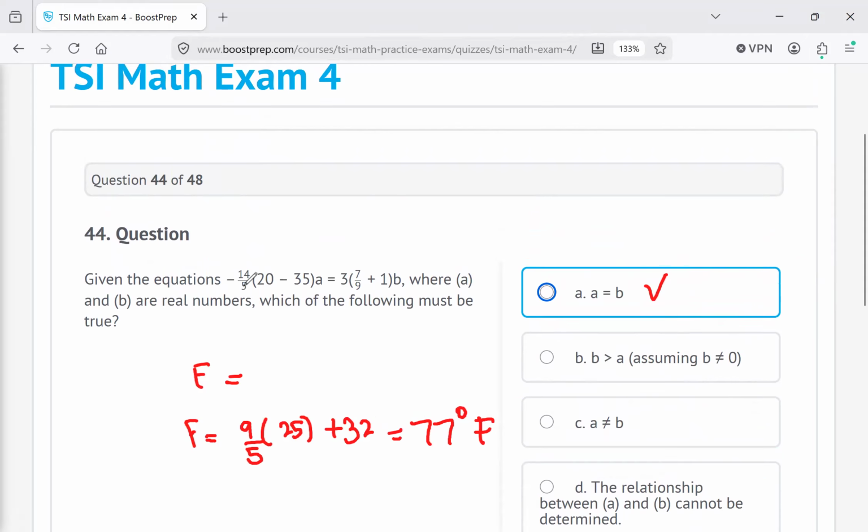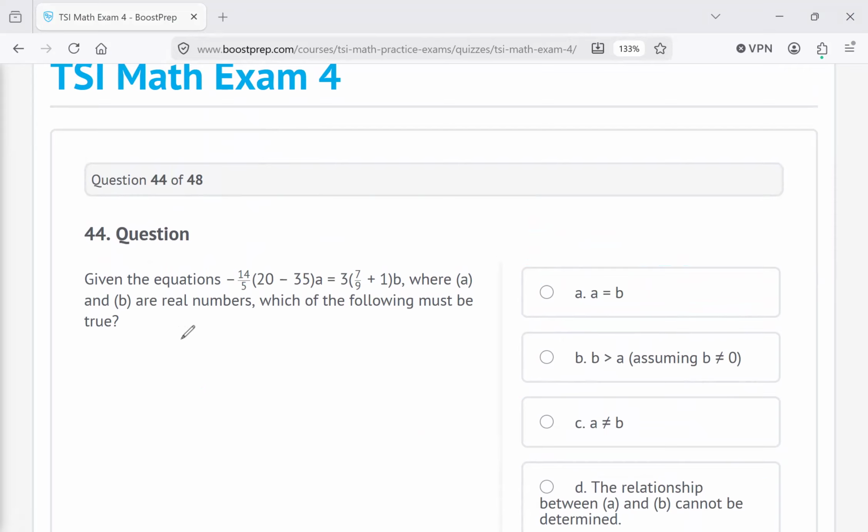Given the equation, where A and B are real numbers, which of the following must be true? What I would do is just FOIL it out and see what you get. On the left, what's negative 14/5 times 20? To multiply fractions, you multiply across, not crisscross. So that would be negative 14 times 20, that's negative 280, divided by 5, which is negative 56. And then negative 4/5 times negative 35.